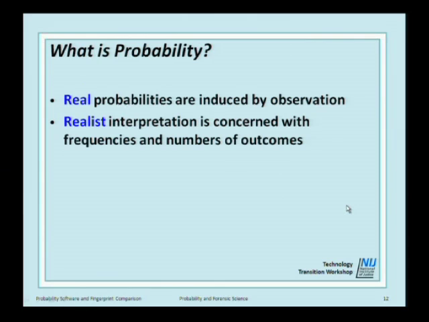Now, those are the first two laws. And we'll go back to this idea of real probabilities. The thing with real probabilities is they're induced by observation. A realist probability talks about frequencies. You might hear the word frequentist approach to probability. And that's dealing with large numbers of outcomes, large amounts of data, extrapolating that data to work out the likelihood of something happening.